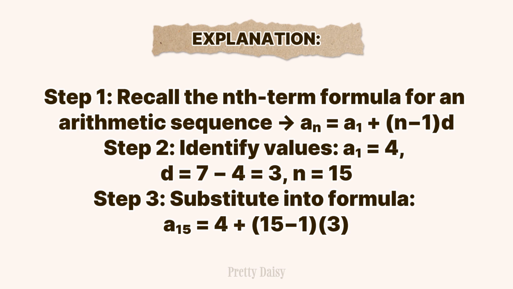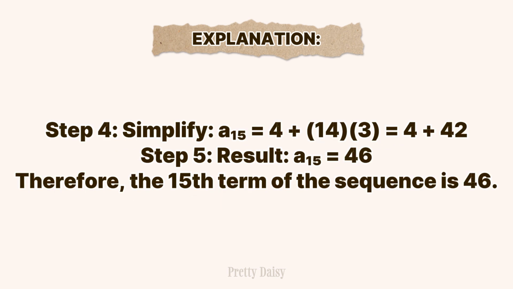Substitute the values into the formula. A sub 15 equals 4 plus the quantity 15 minus 1 times 3. Step 4. Simplify. A sub 15 equals 4 plus 14 times 3. 14 times 3 equals 42. 4 plus 42 equals 46. Step 5. State the result. A sub 15 equals 46. Therefore, the 15th term of the arithmetic sequence is 46.